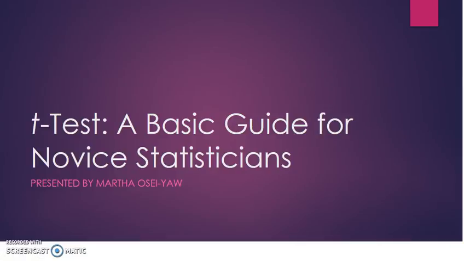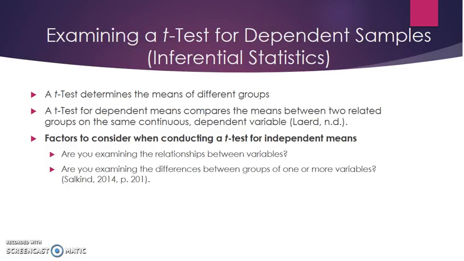My name is Osei-Yaw. This presentation is a basic guide on t-tests for dependent means for novice statisticians. Simply speaking, a t-test determines the means of different groups. A t-test for dependent means compares the means between two related groups.